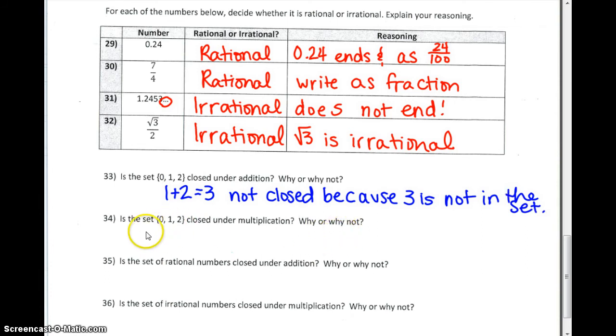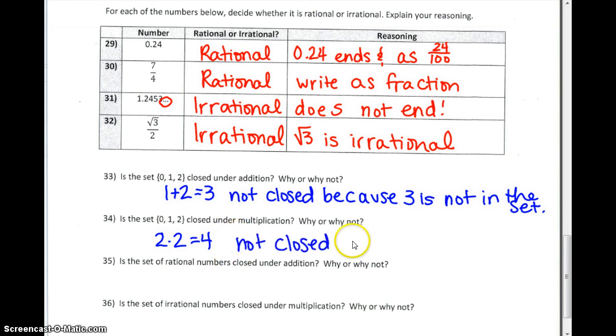And on number 34, what we're doing here is 0, 1, 2. This time we're doing multiplication. So you multiply 1 and 2 together, you get 2. However, don't forget to multiply 2 times 2, and you will actually get 4. Notice again the same reasoning here. 4 is not in the set, therefore it's not closed under multiplication.